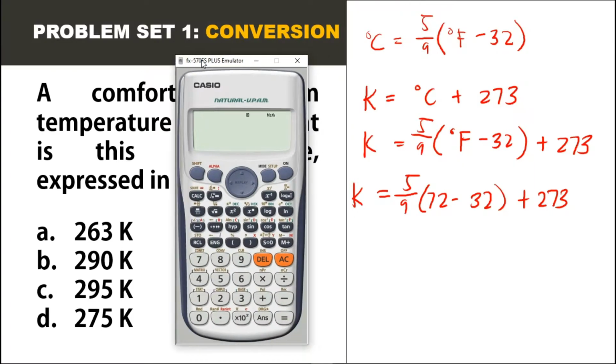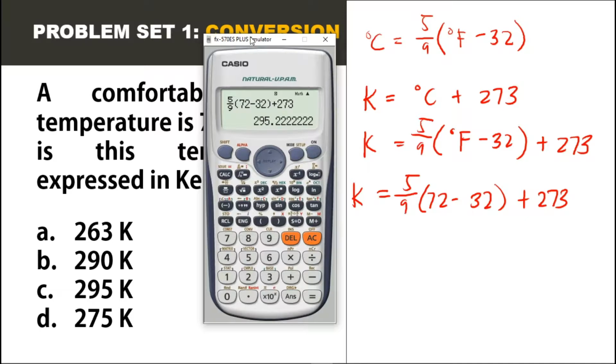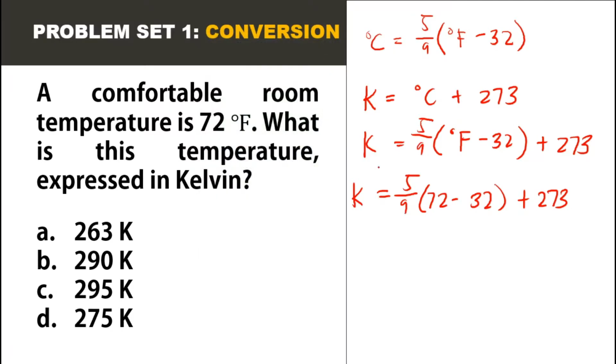This is our scientific calculator. Input the value 5/9, times 72 minus 32, plus 273. So you have here 295.2 Kelvin. So the nearest answer is letter C. Kelvin is 295.2, so you have letter C as your final answer.